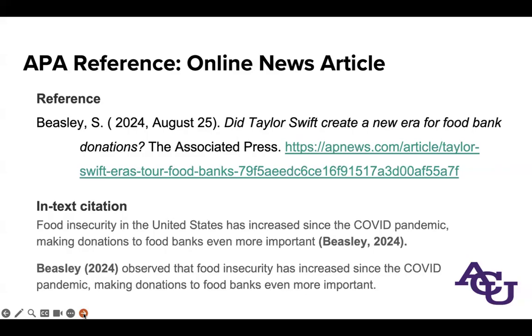Beasley, the author's name in parentheses, followed by, Beasley's name in the sentence, followed by the year in parentheses, so Beasley 2024. Observe that food insecurity has increased since the COVID pandemic, making donations to food banks even more important. That was how Beasley contextualized Taylor Swift's food bank donations on her Eras tour.